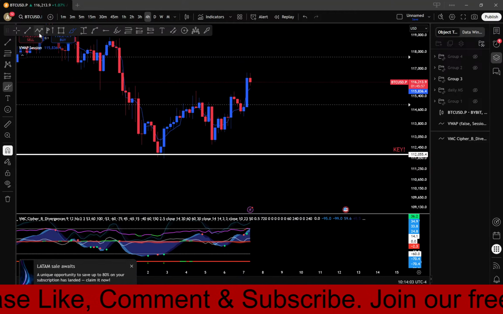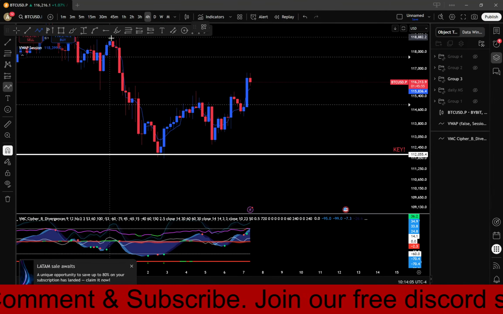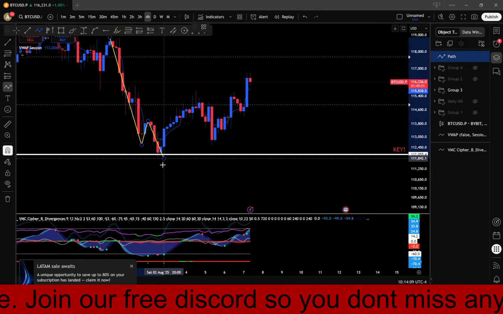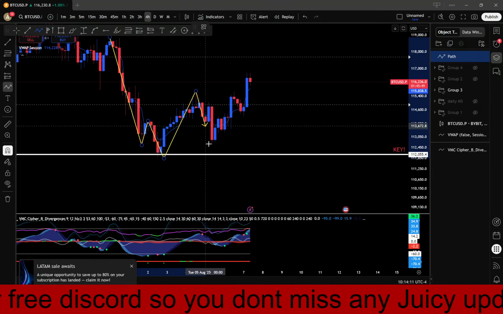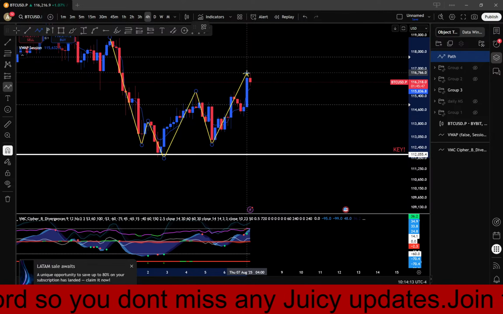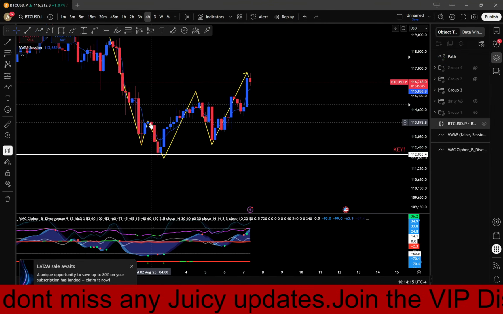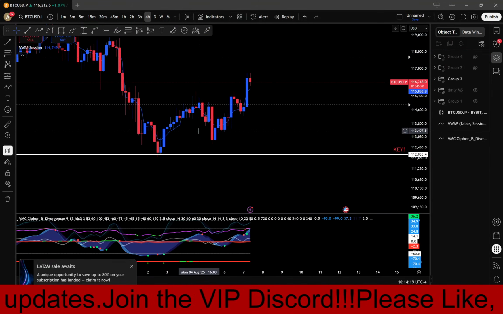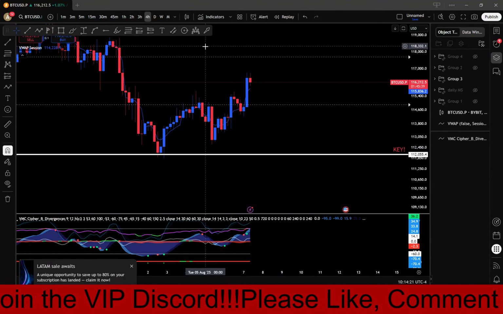On the forward time frame, you will see that we came down within a higher high, higher low, and we're making a higher high. So this is where we broke structure bullishly and got a move up.